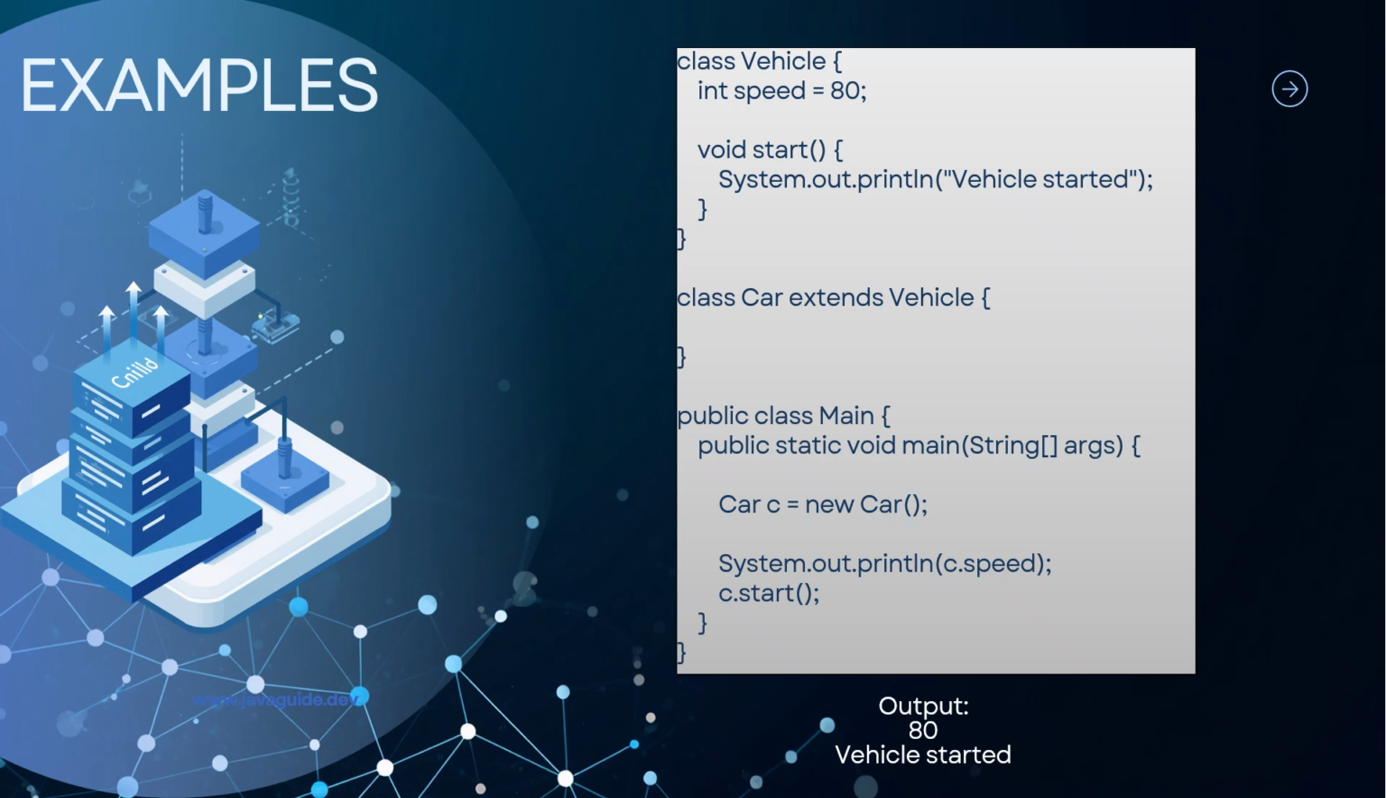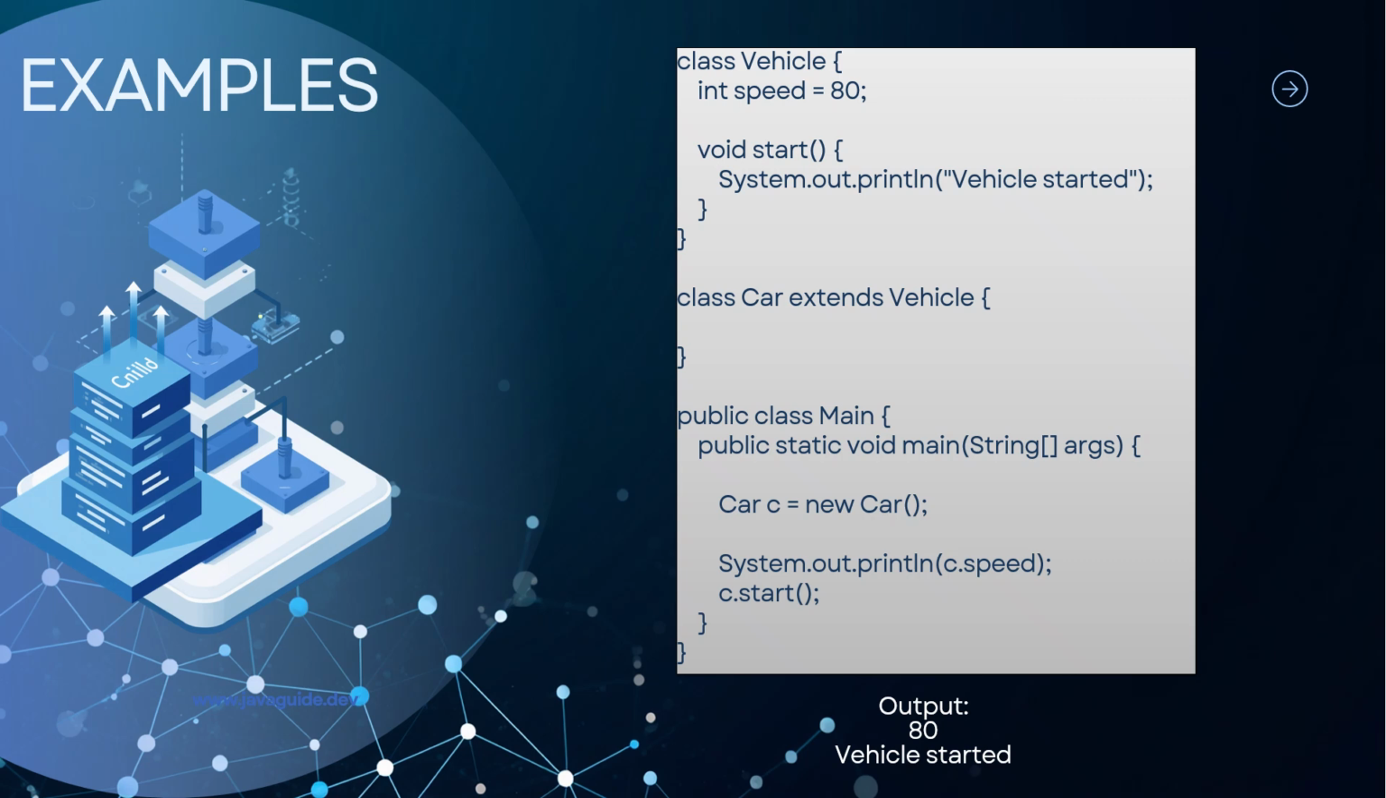Next, in the main method, we created an object of the child class like this. Car c = new Car(). Now, using this object, we are accessing c.speed. Here, c is the object of the child class Car and speed is the variable that originally belongs to the parent class Vehicle.